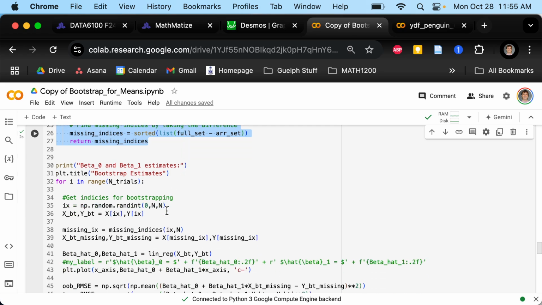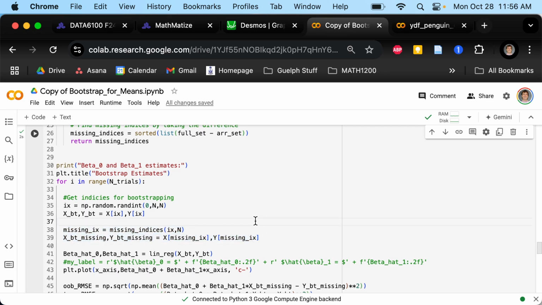So when I do bootstrapping, I choose a bunch of indices. I use the random.randint command, and that gives me numbers 0 to n, and I take n of them. So this gives me which numbers are you choosing? Are you choosing the first data point or the second data point? That's what I'm doing. And the bootstrap sample is my original sample where I extract the indices that I chose. So this is me choosing the bootstrap sample, and these are the missing indices. These are what are used for the out-of-bag error, or the OOB error.